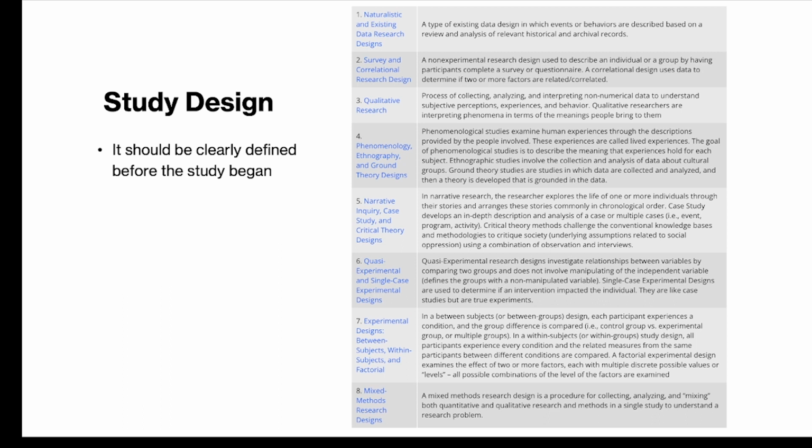There is data mining in a sense, because you wanted to look at how this information happened, and you look at the relationship of the different variables as they happened naturally. Okay? Very related to this is the survey and correlational research design. In a survey and correlational design, it's also non-experimental because there is no manipulation of information or variable. It's a non-experimental research design used to describe individual or a group by having participants complete a survey or questionnaire.